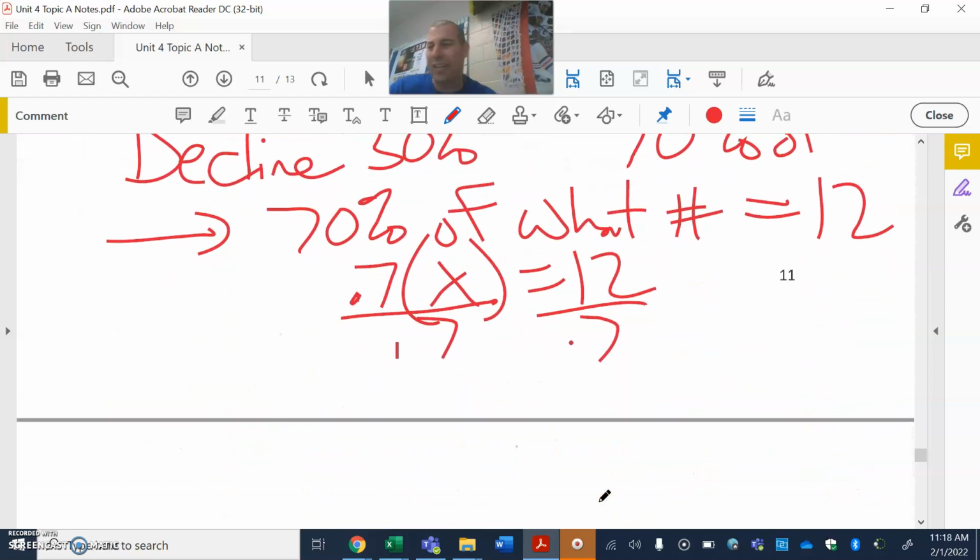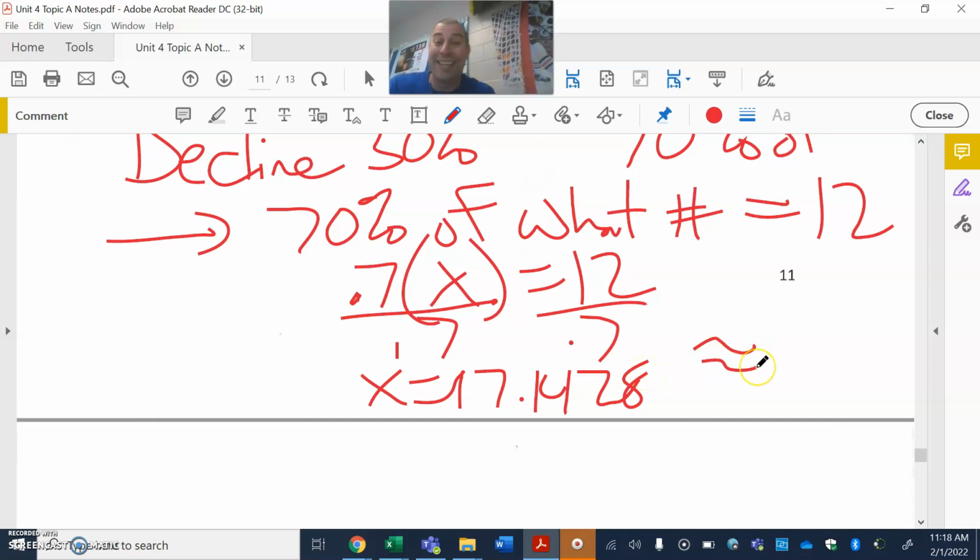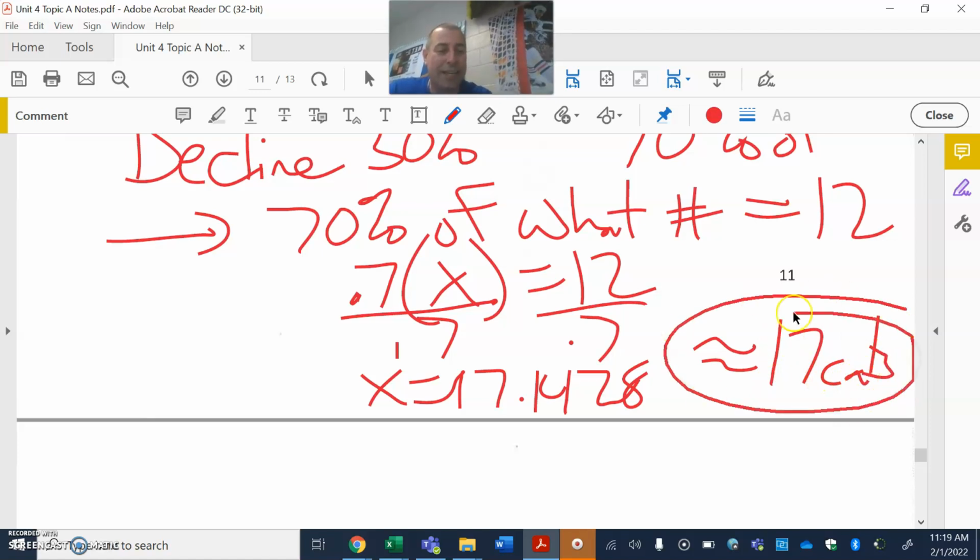Those crazy cats running around the neighborhood. So I get x equals 17.1428. Again, I'm going to say approximately. Not an equal sign. It's a wavy equal sign. That's an approximation symbol. So approximately 17 cats is what we would end up saying there.